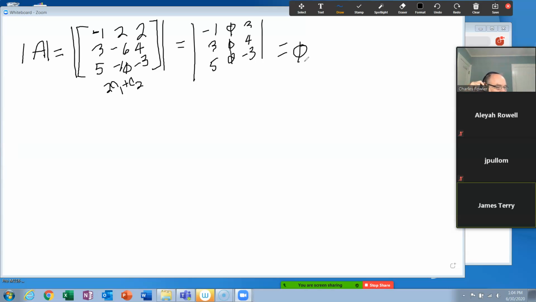Now again, I'm saying that now. We haven't gotten to it in the book yet, but that is what we found out about 2 by 2s. I think the same thing will be true here.